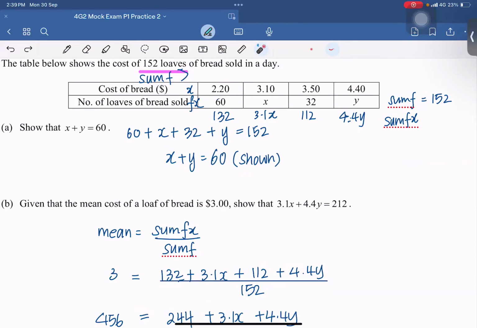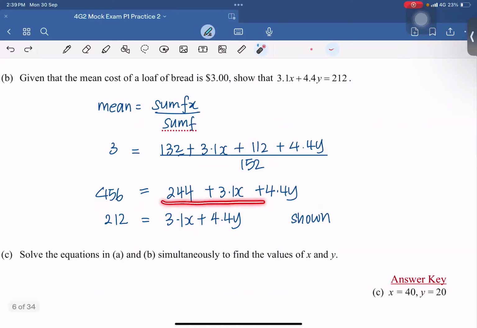Okay, so now I need to find fx. So I multiply $2.20 by 60 loaves. This is 3.1x, 112, 4.4y. Double check because sometimes I press the calculator wrongly. Okay, so double check the answer whether it is correct or not. So sum fx, notice I got x and y, leave it. So I can only add 132 and 112 together. So I will get 224 plus the x plus the y.